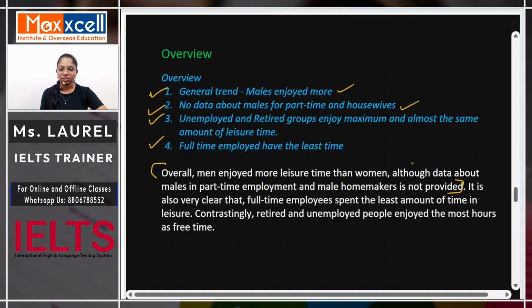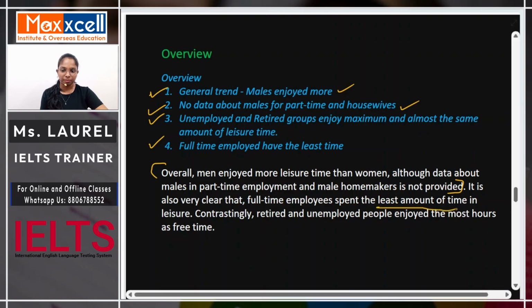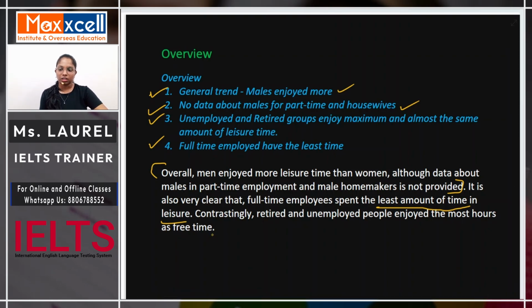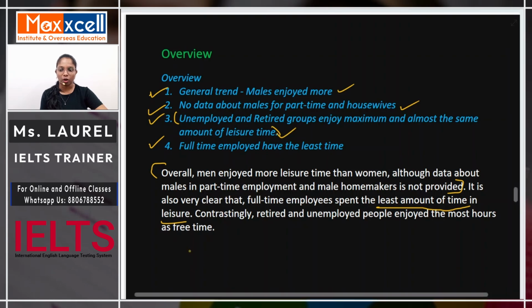Correct? Now moving on, it is also very clear that full-time employees spend the least amount of time in leisure. So now we have written the next part about the full-time employees. The next is contrastingly, retired and unemployed people enjoy the most hours as free time. So here you can see that we have included this point as well. So all the 4 points have been written down here. You can make note of how we have framed the different sentences.